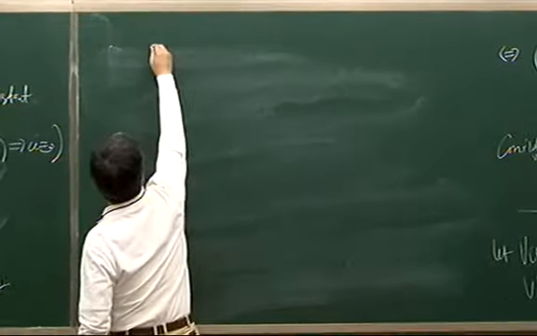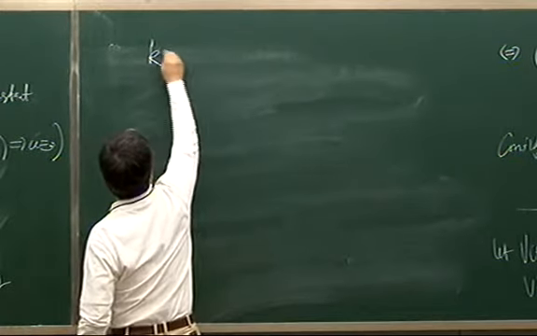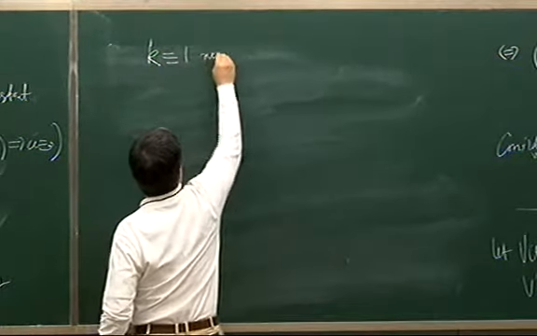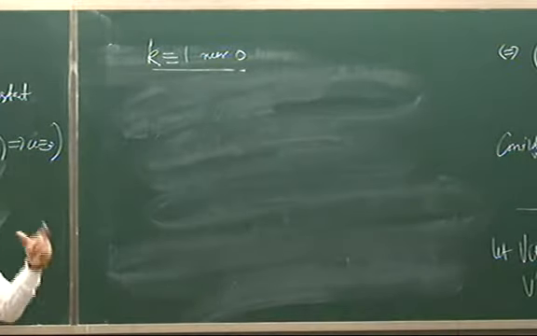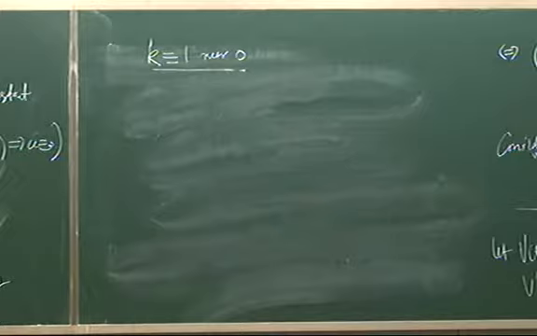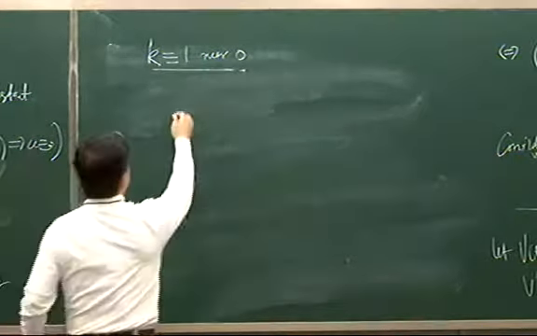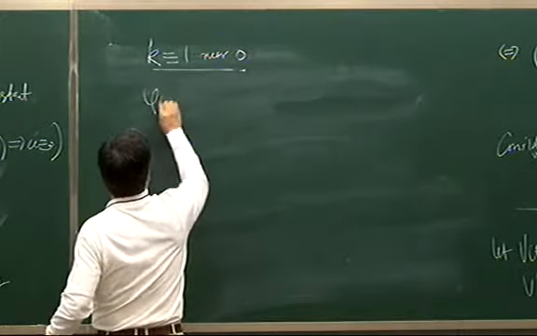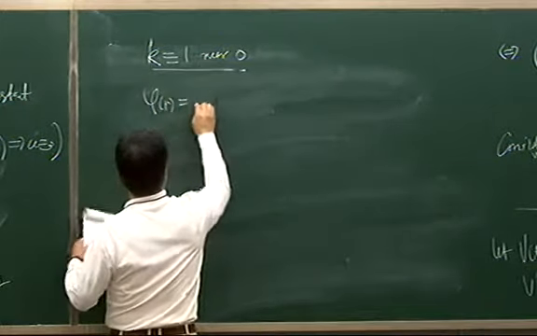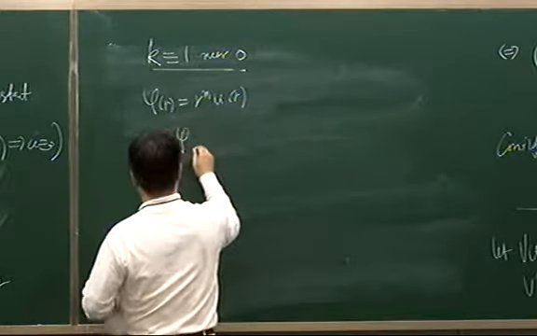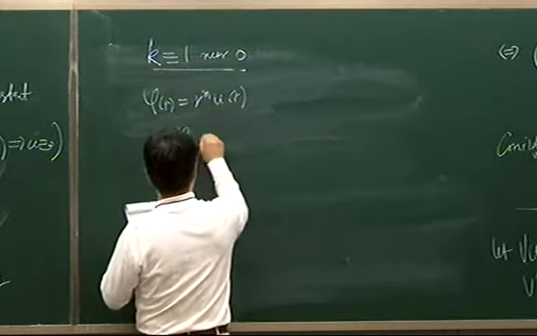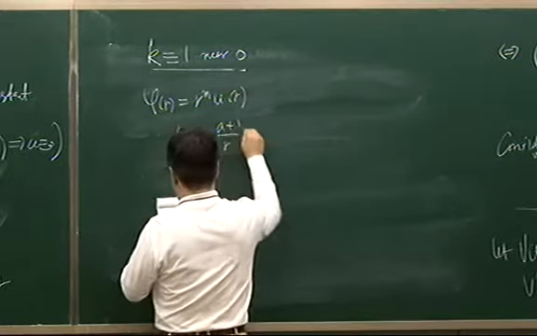So when K is identically 1 near 0, it is a trivial case. Okay. So if you define phi r like this one, then phi r satisfies A plus 1.